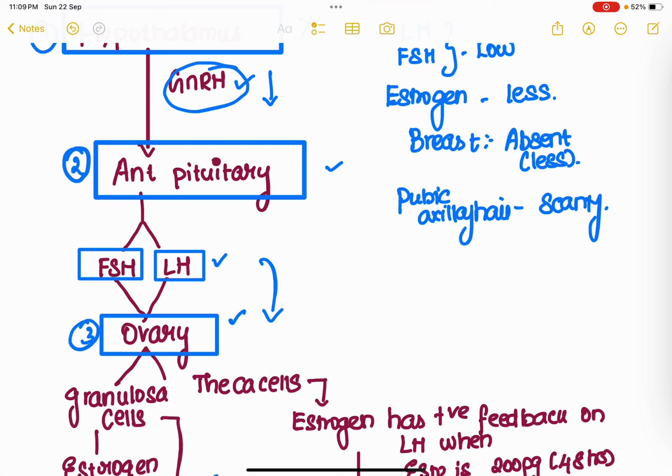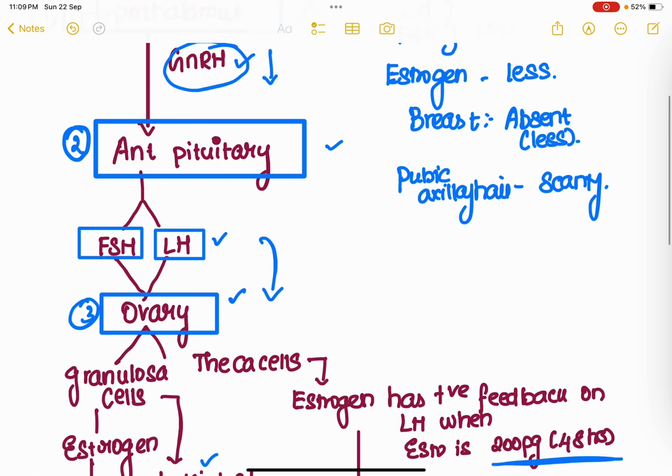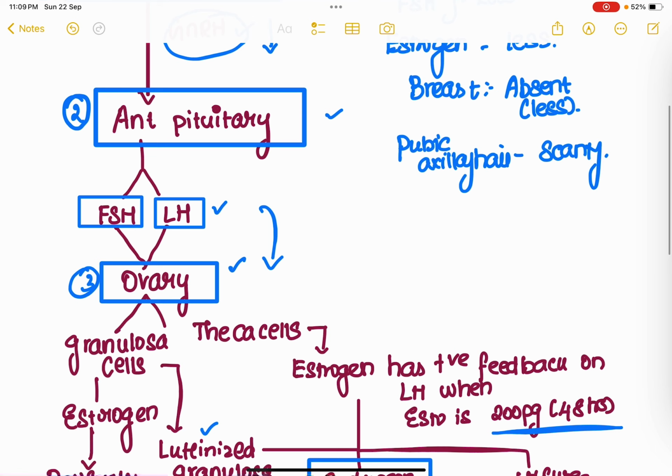On the other hand, the breast development is going to be absent because the estrogen level is going to be less. Since the LH and FSH will never act upon the ovary, the granulosa cells are never going to release estrogen. So actually the level is going to be very less. Is that clear? Yes. Okay. So now let's talk about the external genitalia and the internal genitalia.